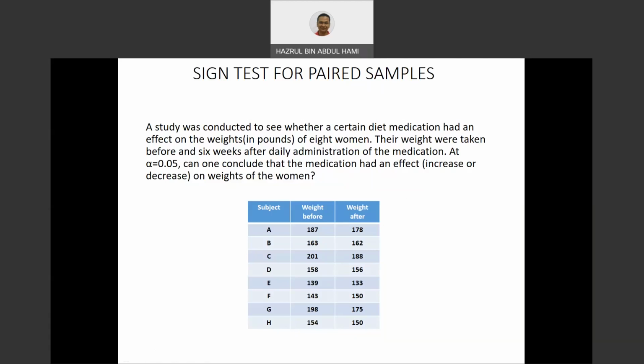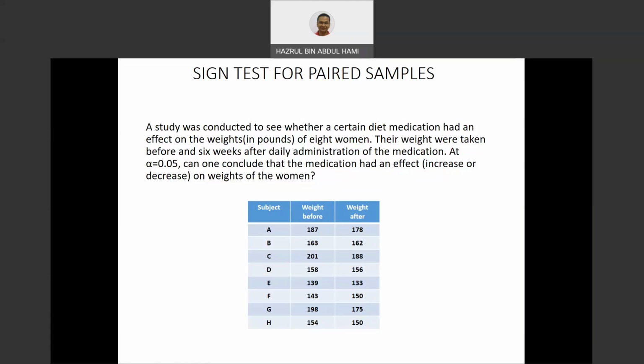So this is the e-lecture for the paired sample sign test. I will discuss two examples of how to do the hypothesis testing using the paired sample sign test. This is the first example.